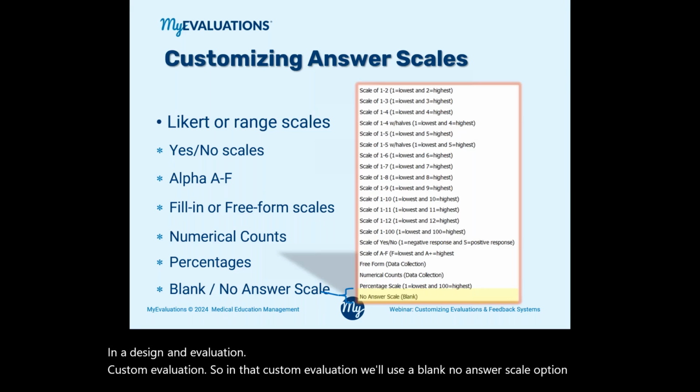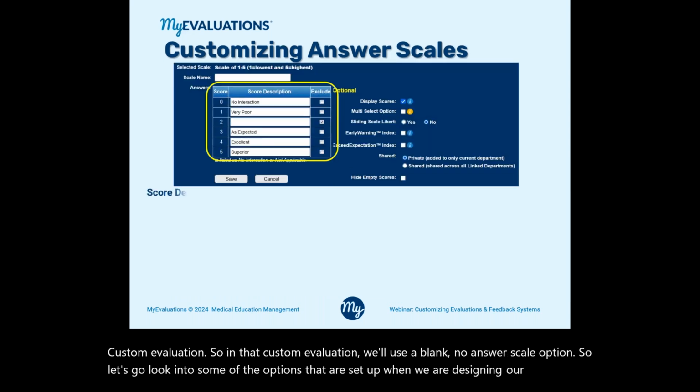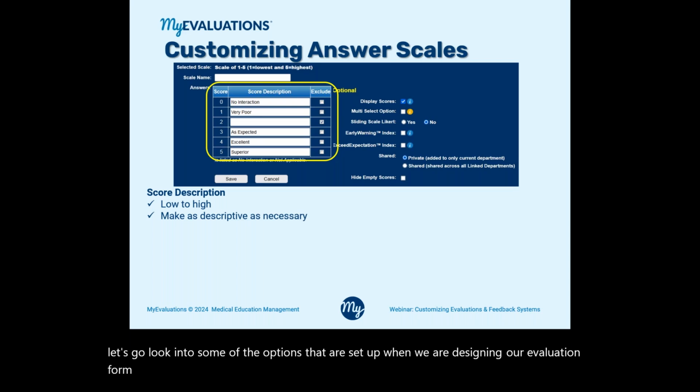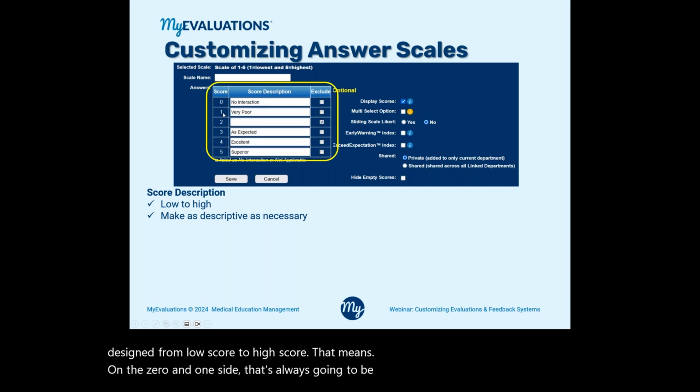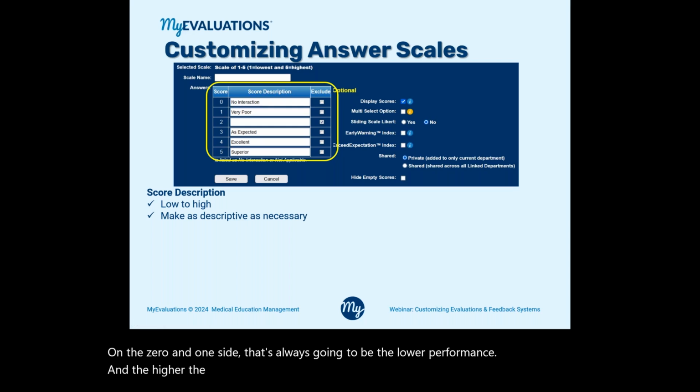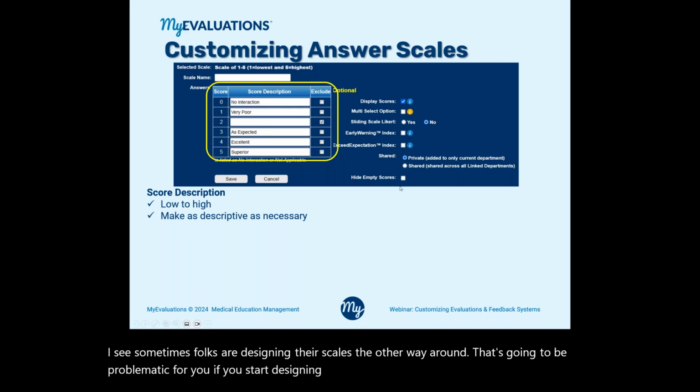So let's go look into some of the options that are set up when we are designing our evaluation form. So first option here in customizing our scales: always keep in mind that scales are designed from low score to high score. That means on the 0 and 1 side, that's always going to be the lower performance, and the higher the number is, that's the higher performance. So you always want to design your scales in that manner. I see sometimes folks designing their scales the other way around. That's going to be problematic for you if you start designing the scales kind of upside down.